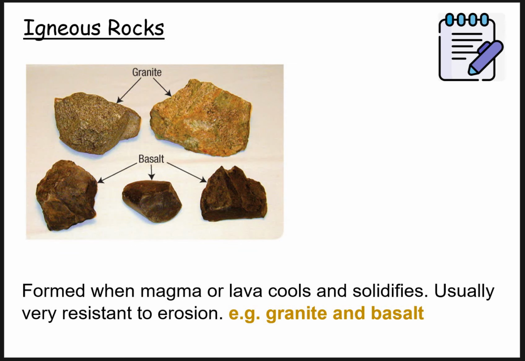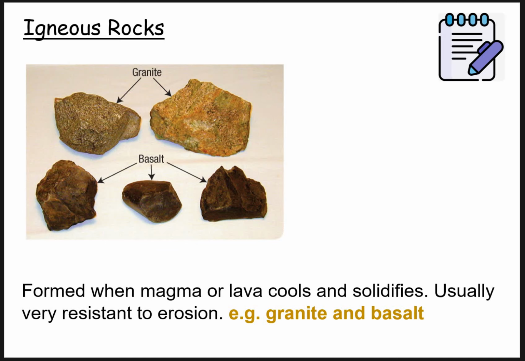Okay, let's move on to our second rock type. This is igneous rocks. Now, the word igneous comes from the Latin word for fire, so that should straight away tell you something. These rocks begin life as magma or molten rock. When this magma cools, it becomes solid.